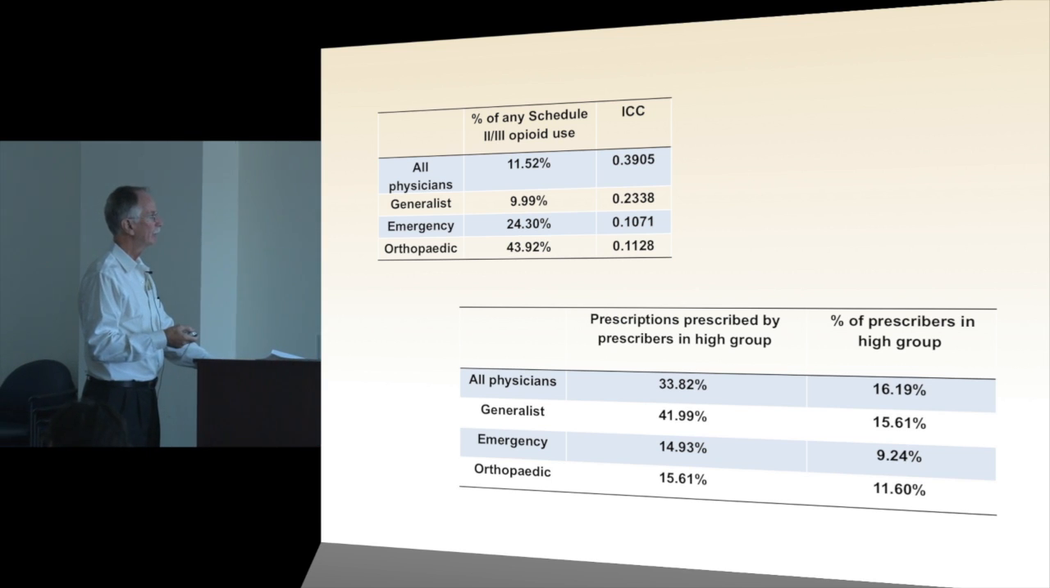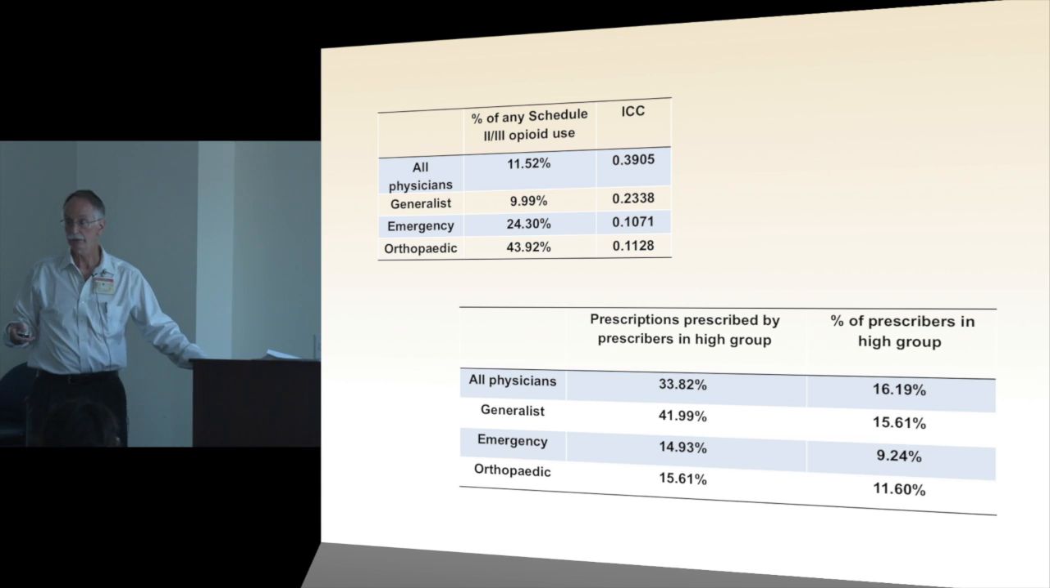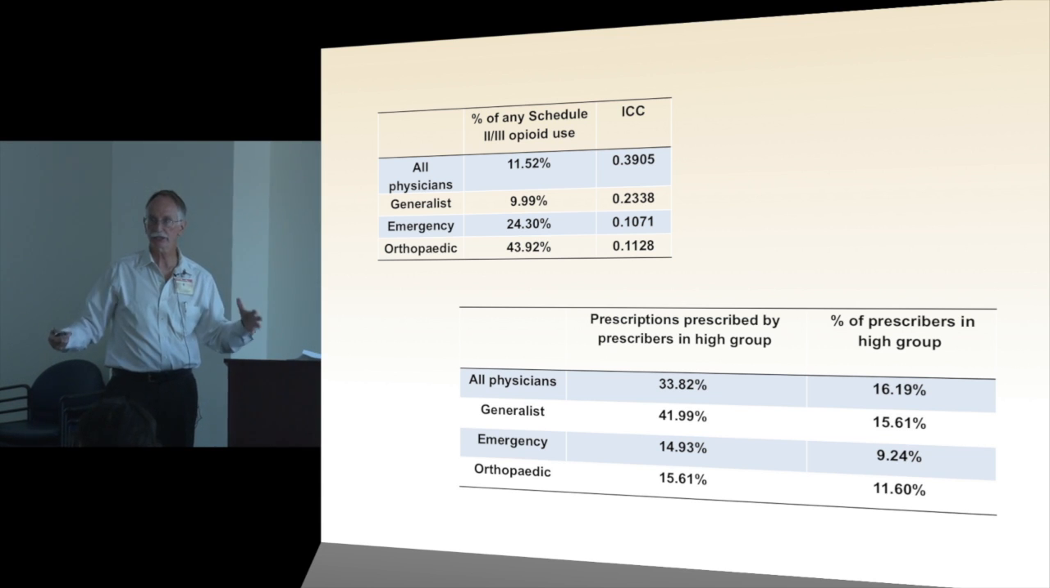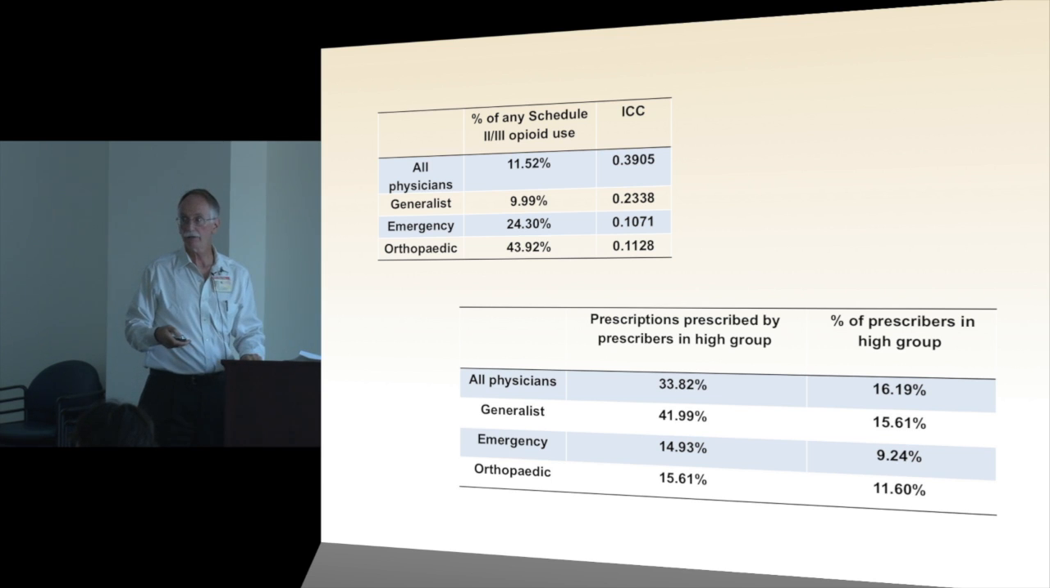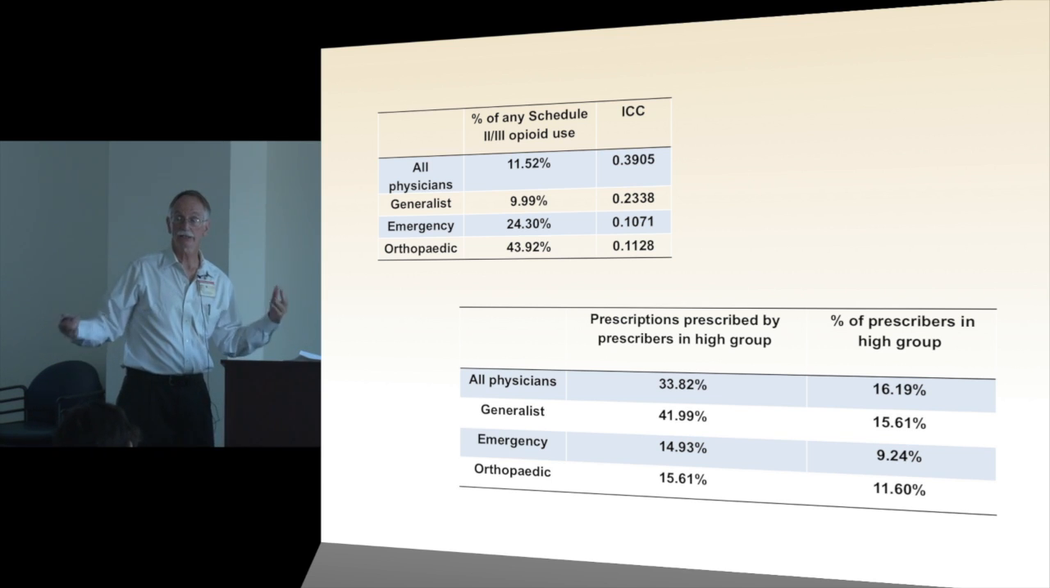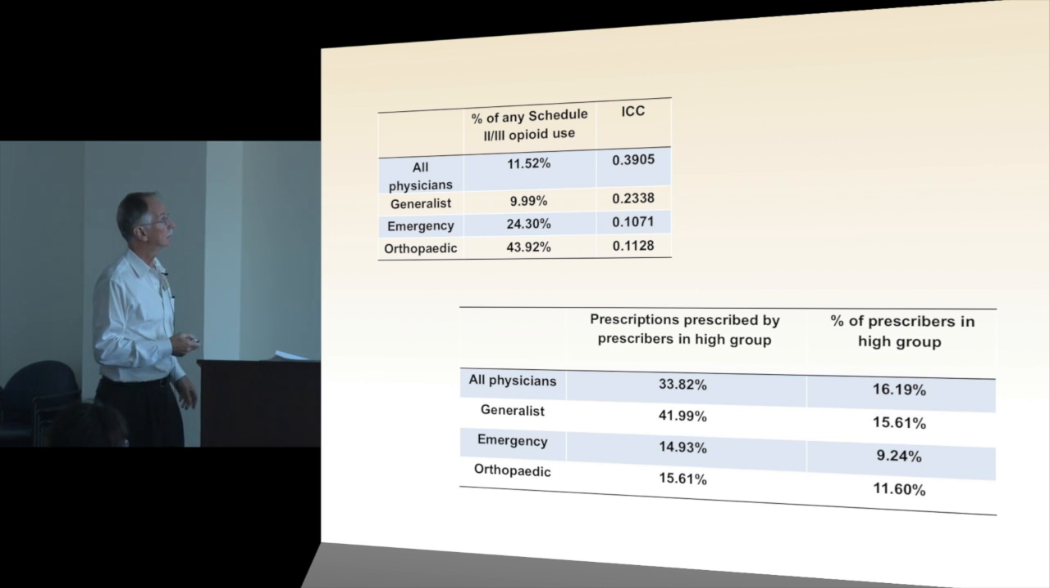And then when we look at, once again, the 15% of generalist physicians who are significantly higher prescribers, they're responsible for 42% of all the opioid scripts. So a small percent of providers are responsible for a big chunk of the scripts. Now that's not good, it's not bad, okay? It's just there, because once again, prescribing opioids is a very complex issue.